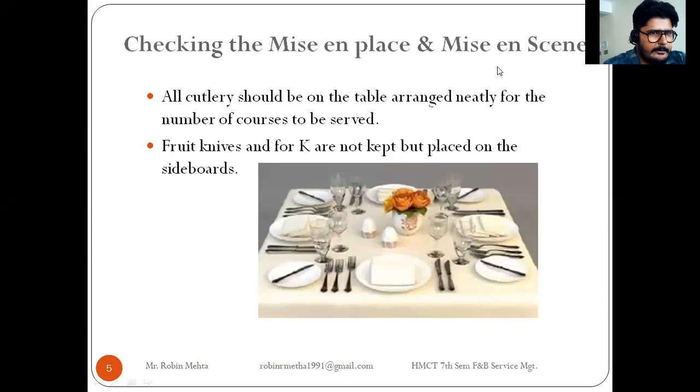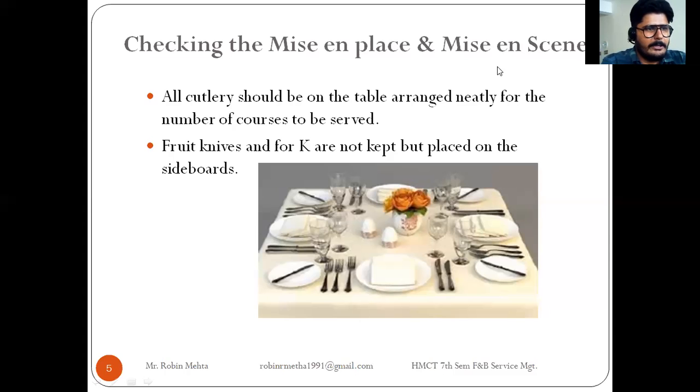Next is checking the Mise en scène and Mise en place, or you can say Mise en place and Mise en scène. You all know what Mise en scène and Mise en place are. Creating a working atmosphere for a particular place and a particular job, that we call Mise en scène, or creating some scene over there. And putting things in the right place to start the service, or any kind of operations, that is called Mise en place. So these are some of your points.